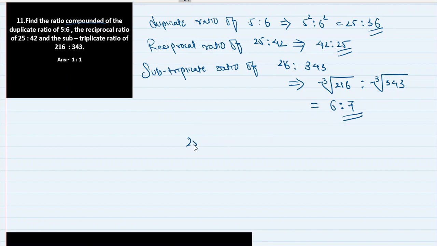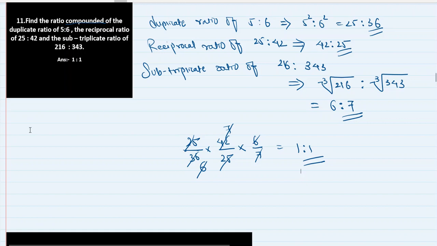Okay, so 25 by 36 multiplied by 42 by 25 multiplied by 6 by 7. So 25 gets cut, 6 sixes are 36, 7 sixes are 42, 7 gets cut, 1 is to 1 is the compounded ratio of the duplicate, the reciprocal, and the subtriplicate of the given ratios. 1 is to 1 is the correct answer.